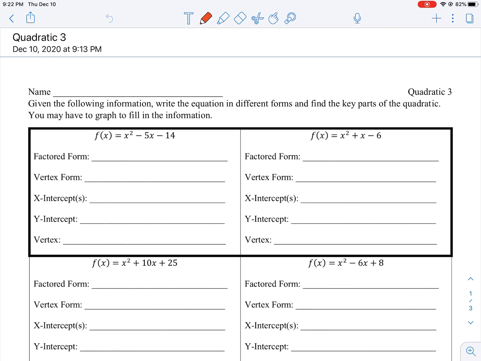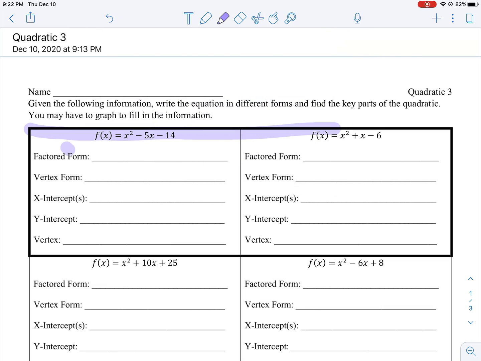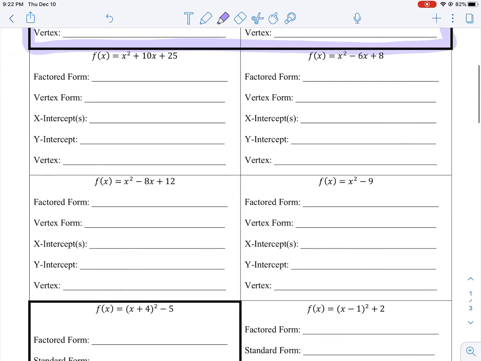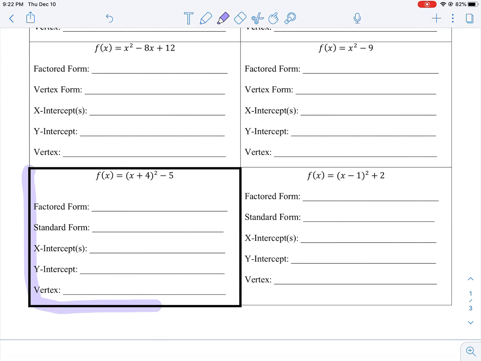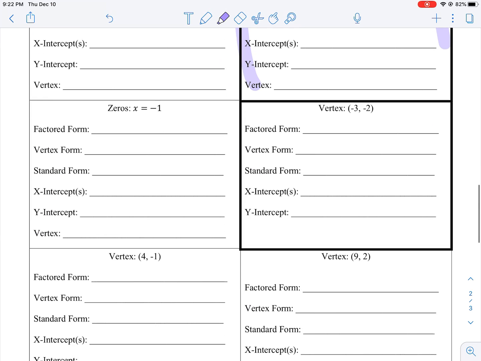Okay, so I want to walk you through the expectation of this assignment. I first want to remind you that you're only doing the highlighted boxes. So you're doing these two here, this one here, this bold one here, and then there should be 3 on the second page. Here, here, and the one below it here. So that's the only expectation.